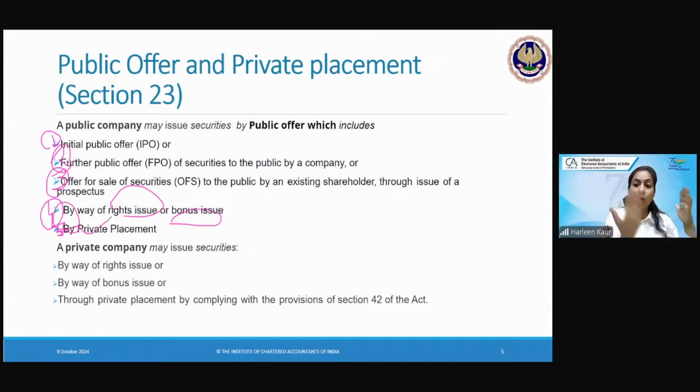Private placement means when I'm not going to the public, I'm just going to select a group of people. I'm requesting them to take up my securities, to buy my shares. Then it is known as private.